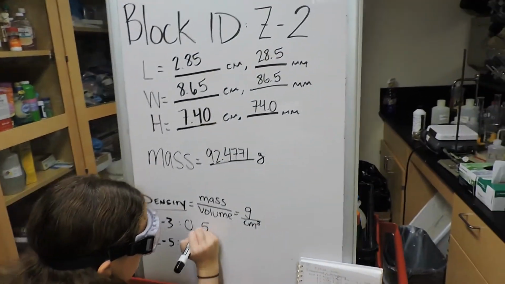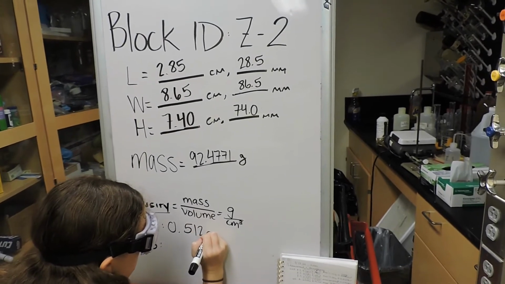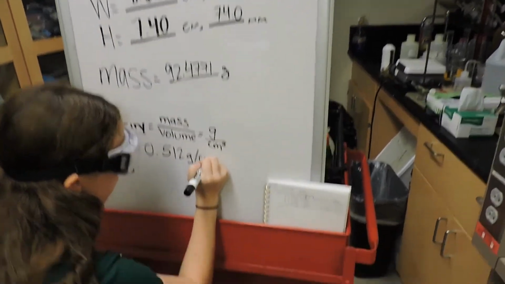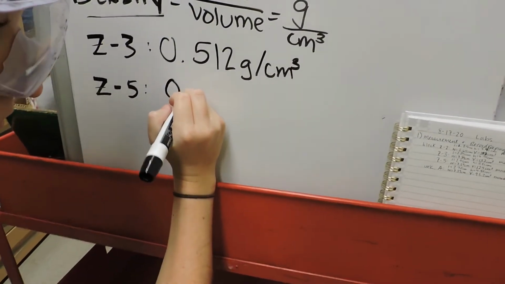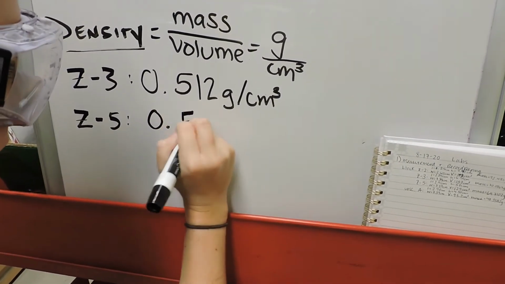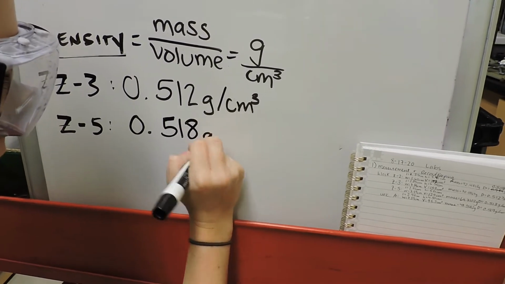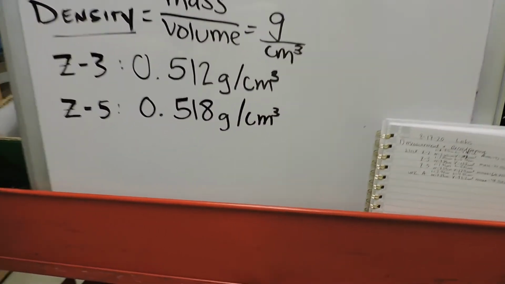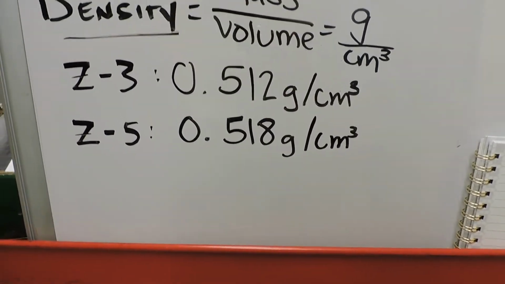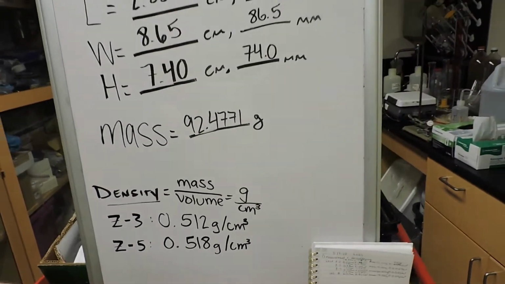It will be your responsibility to calculate the density of block Z2. The instructors here are calculating the density of block Z3 and Z5. The density for block Z3 is 0.512 grams per centimeters cubed. Z5 is 0.518 grams per centimeters cubed.